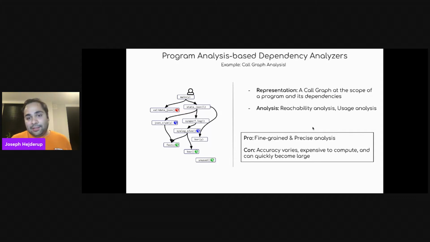And of course, by moving the scope to the dependencies, it becomes more expensive to compute. If you use more accurate algorithms, that also becomes very expensive. And from my experience building call graphs of many projects, it can also quickly become very large and maybe not the easiest to try to understand and digest sometimes.